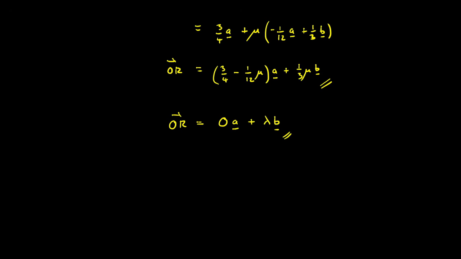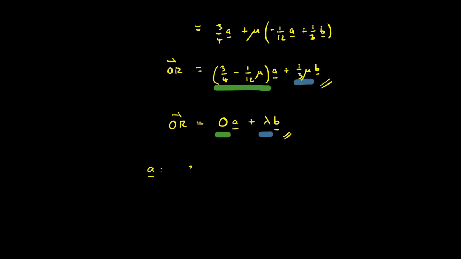So we've kind of got two ways of looking at the vector OR. And both of them are in terms of a little bit of A and a little bit of B. So I can then compare the A's and the B's, right? So the A's here must be the same as the A's there. And the B's here must be the same as the B's there. So I can set up two equations comparing my A's and B's.